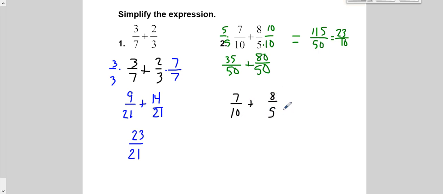Well, we can turn a 5 into a 10 by multiplying it by 2. So sometimes you can turn the smaller number into the bigger number. So this would now be 7 tenths plus 16 tenths. And then when you add those, you get 23 over 10. Same answer, different way. So we have to be able to do all of this with algebraic expressions in our fractions. You can always get a common denominator by multiplying the two together, but sometimes there's a smaller one.